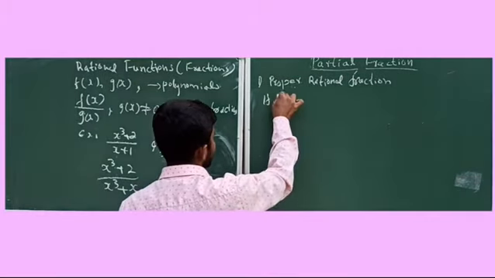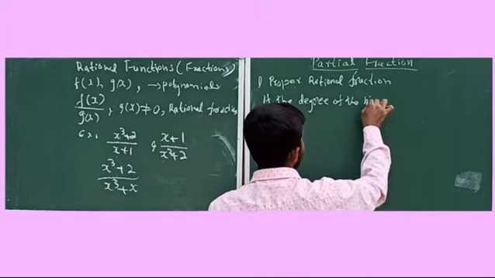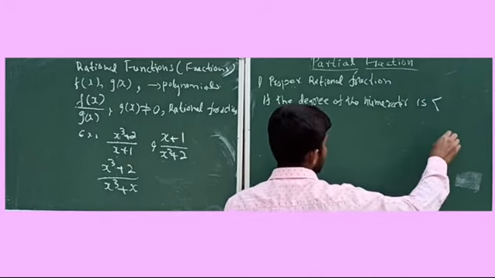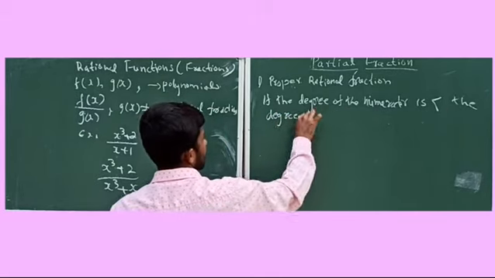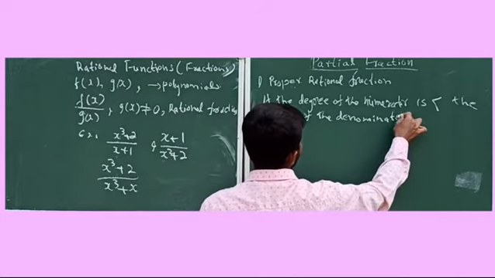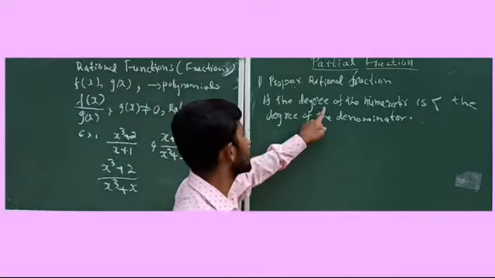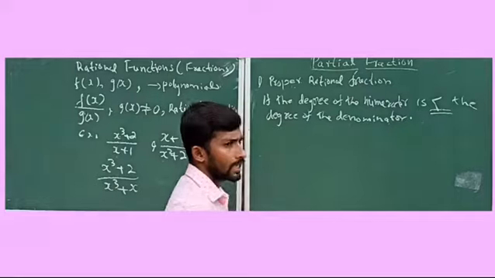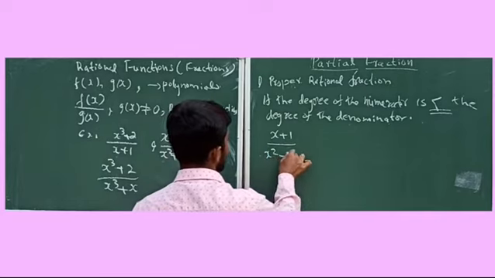Definition says, if the degree of the numerator is less than the degree of the denominator, then we call it a proper rational fraction or proper fraction. Clear? Degree of the numerator is less than the degree of the denominator, then we call it a proper fraction. For example, see, x plus 1 divided by x square plus 2.